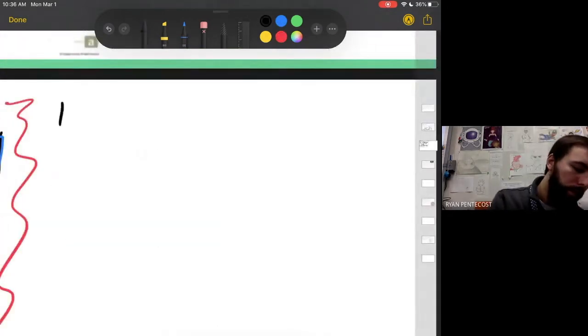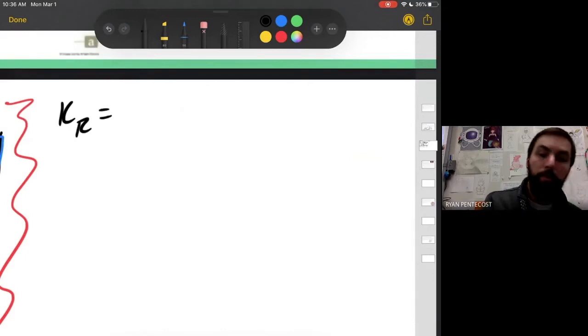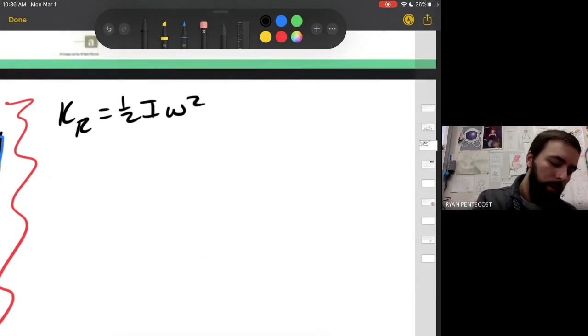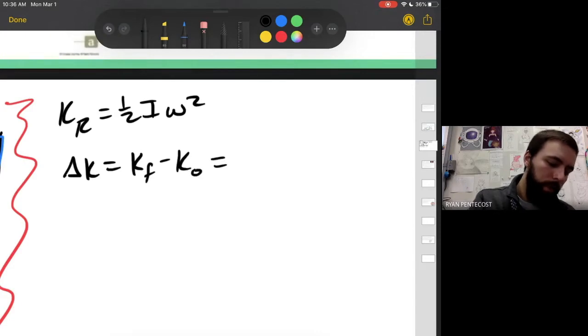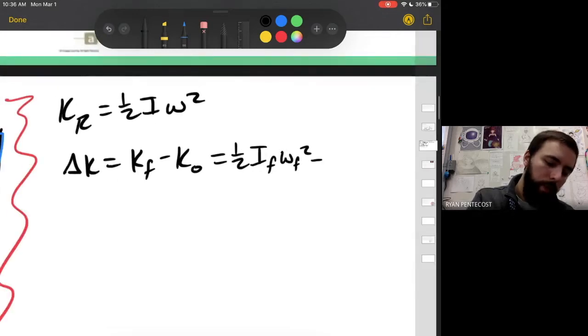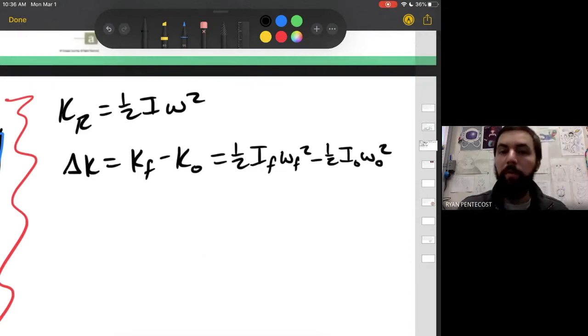Kinetic energy in the rotational world, right? Because we are not translating, it's pure rotation. This would be 1/2 I omega squared. So if we want to know the change, it asks for the change in kinetic energy. We want K final minus K initial. So that would be 1/2 I final omega final squared minus 1/2 I initial omega initial squared. Now remember, we need initials and finals for both because they are both changing in this scenario.